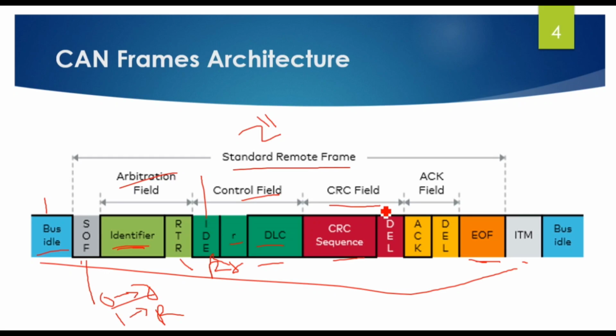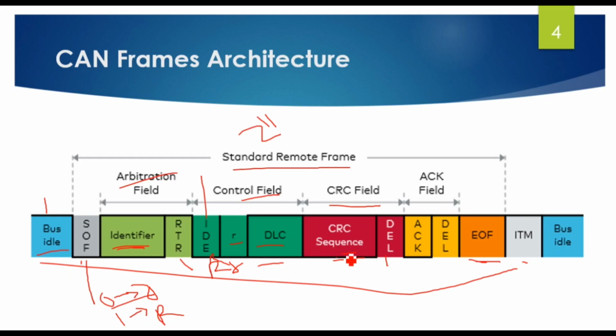The CRC field is a total of 16 bits. So 15 bits are the CRC, cyclic redundancy check, and 1 bit is for the delimiter. The CRC field is used for error detection. The transmitting node computes the CRC checksum and includes it in the frame.